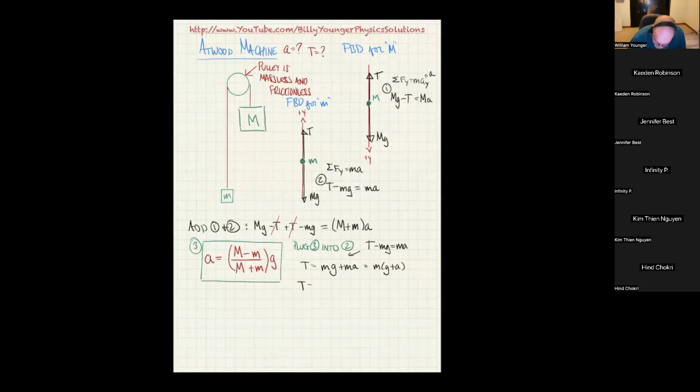I'm going to say t is equal to m. Now g is just g, but I'm going to leave a space, and you'll see why in a second. But a, we know, is M minus m over M plus m, and then all that times g. So now I think you can look at this and see why I left that gap. I want to get a common denominator, and the least common denominator between 1 and M minus m over M plus m is M plus m over M plus m.